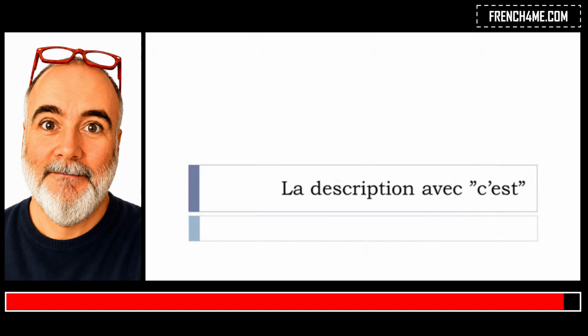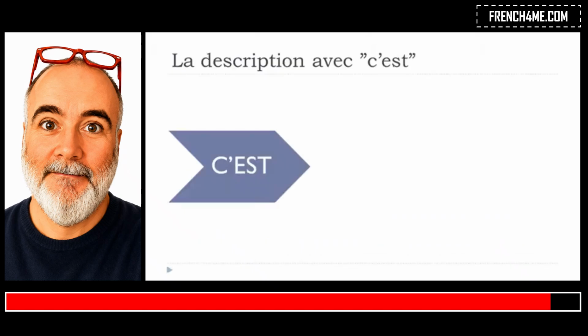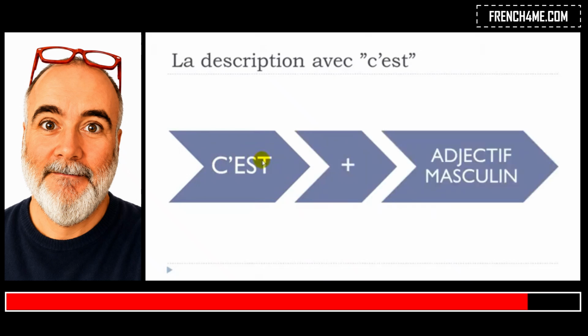And in this lesson, we'll see together la description avec c'est. So let's start. If you want to use this c'est option to make a description, c'est technically would be directly translated as it is or this is, okay? But then in French, you will have to add after that the adjective, but the adjective should be all the time at the masculine form.